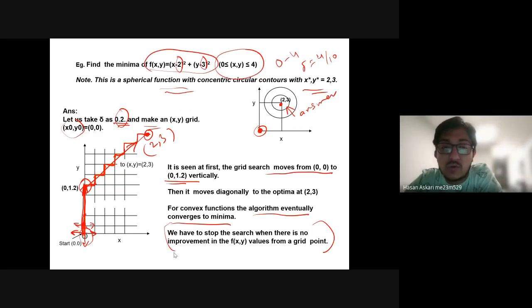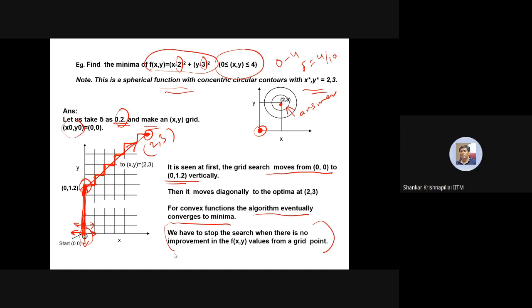I have one question, sir. Why is it going up till 1.2? That is due to the nature of this particular problem. Okay, when you plot this particular problem, it is going like this. Okay, maybe for another problem, it will go in a different way. Okay, sir.